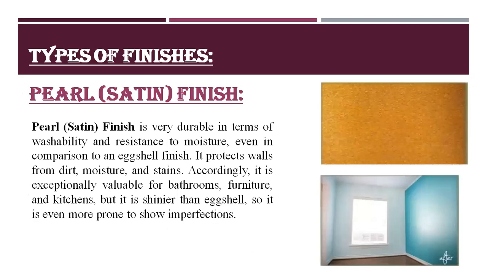Fourth is satin finish. Satin finish is also called pearl finish. It is very durable in terms of washability and resistance to moisture, even in comparison to an eggshell finish. It protects walls from dirt, moisture, and stains. Accordingly, it is exceptionally valuable for bathrooms, furniture, and kitchens. But it is shinier than eggshell, so it is even more prone to show imperfections.